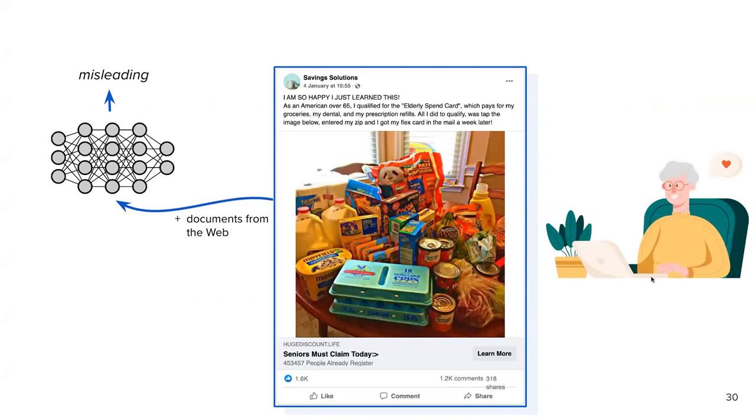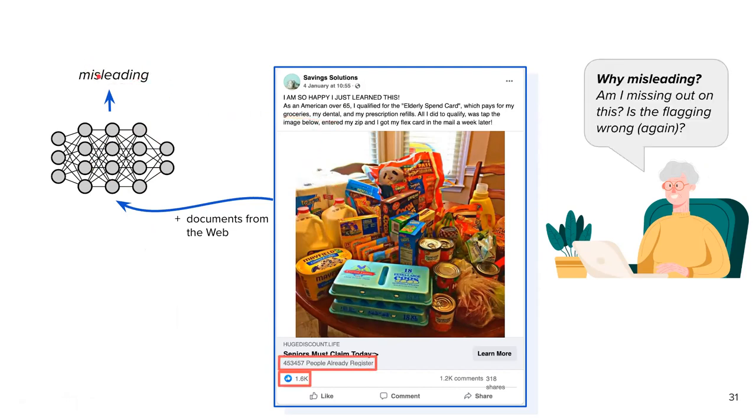Here you can imagine this elderly woman is looking at her social media feed, and she encountered this post that says, I'm so happy I just learned this. I'm, as an American over 65, I qualified for the elderly spend card, which pays for my groceries, my dental, and my prescription refills. All I did to qualify was tap the image below, enter my zip, and I got my flex card in the mail a week later. And you can imagine that on the social media platform, you have some kind of neural network that is telling us whether this post is factually correct or not. And let's say that this model in the background says, well, this post is misleading.